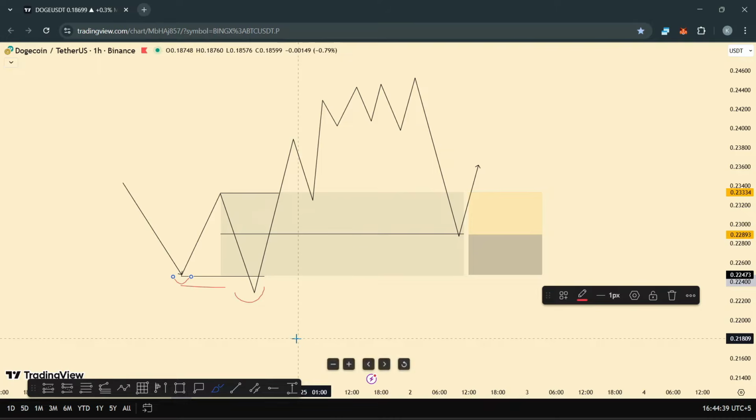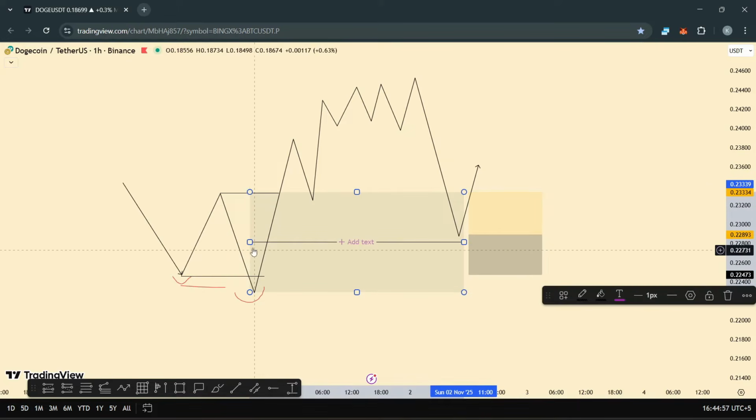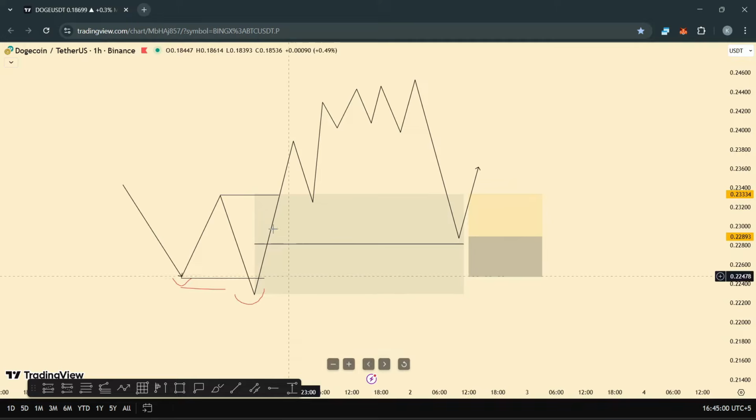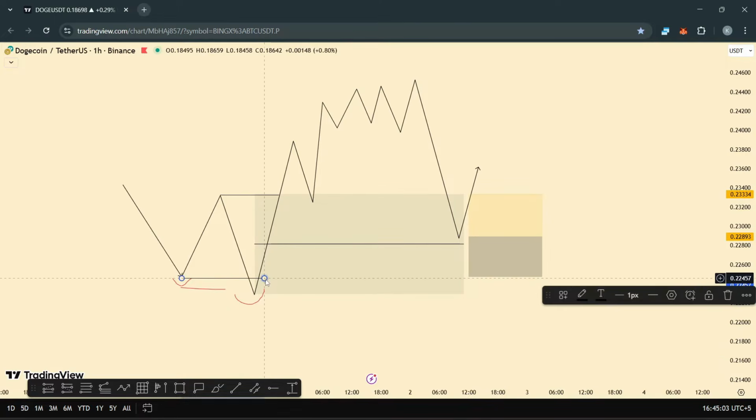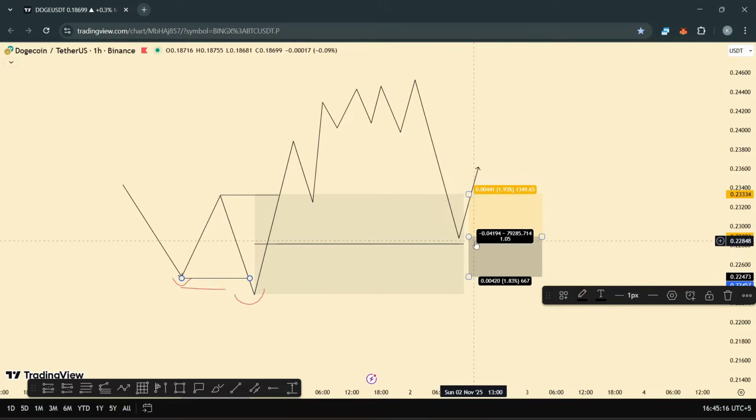A raid, a sweep, whatever you want to call it. It could also be a break of structure. It doesn't matter. The point is that it takes out the low first, then it goes back up and takes out the high. This now becomes the glitch. This is the glitch. The type of zone that takes liquidity from one side, goes back up, and closes on the other side. And this is what we call the glitch.